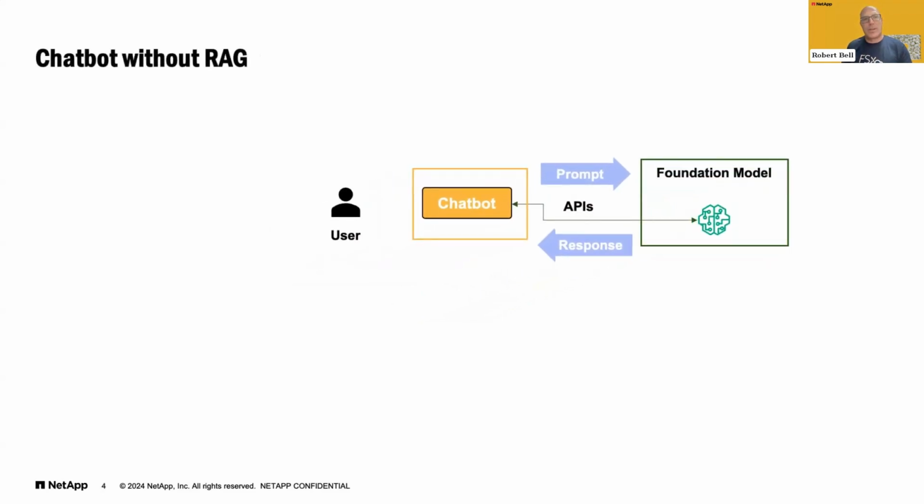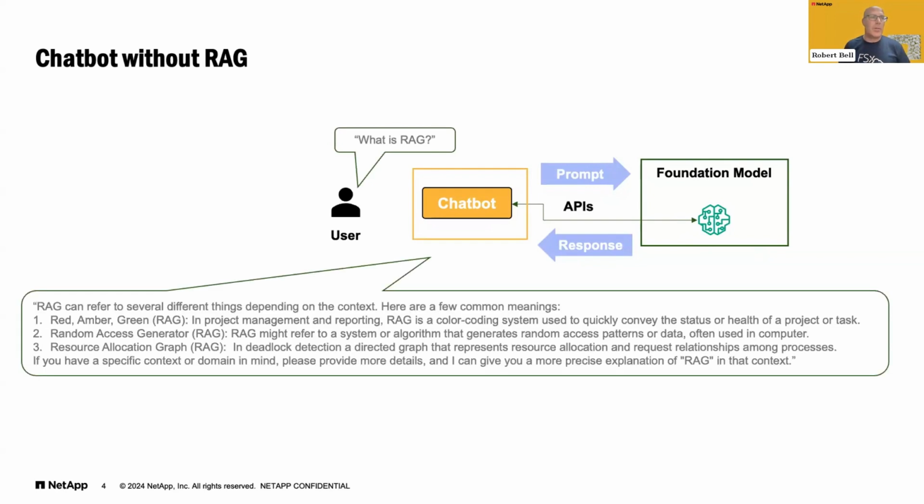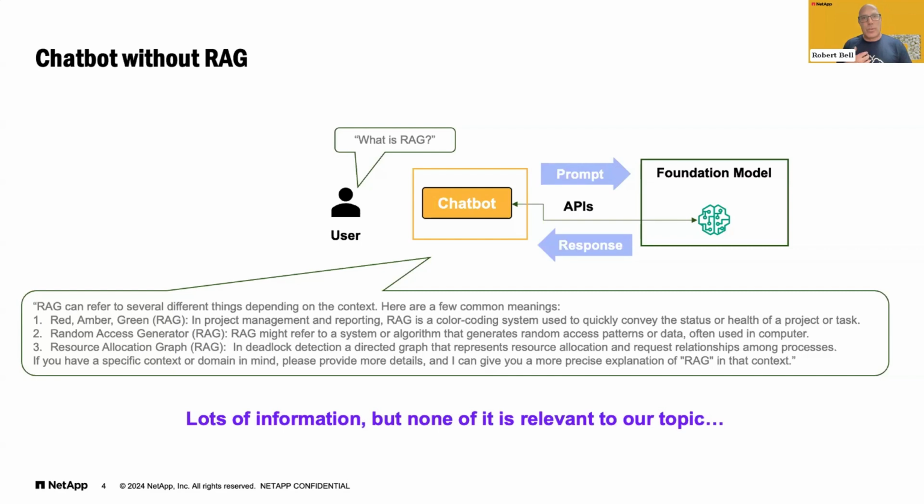I don't know, some of you might have heard of it. To explain what RAG is, I'll show you how a chatbot without RAG would answer the question, what is RAG? If I ask the chatbot, what is RAG? It would give me an answer. It would show me several different things that could be the answer, depending on the context, because the chatbot is connected to a large language model that knows how to speak, it knows how to communicate, it might know how to summarize things, but it doesn't know what I'm talking about. It doesn't know the context. So here there are three different examples from project management or random access patterns, and relationships among processes. This is a very detailed answer, but none of this information is relevant to the topic that I'm talking about.